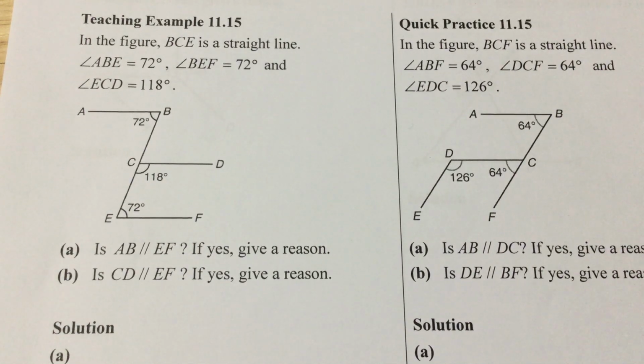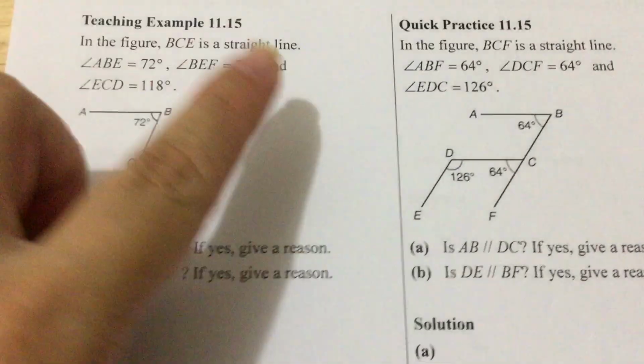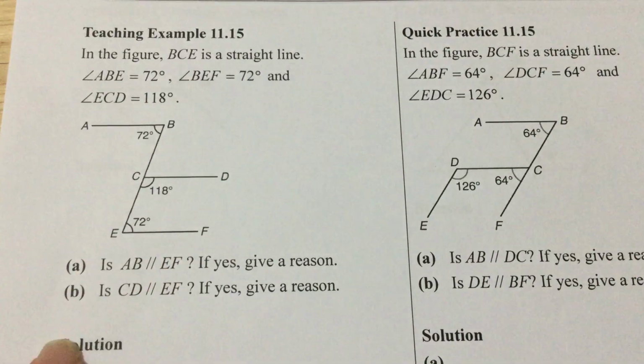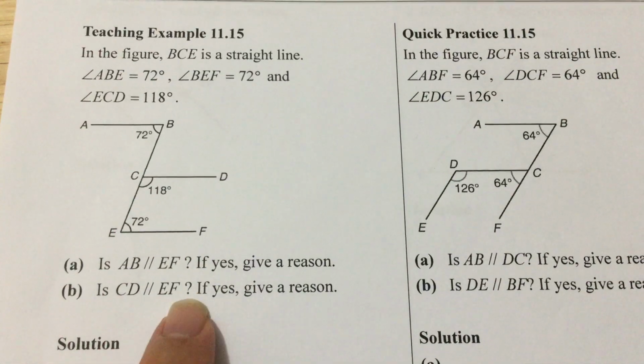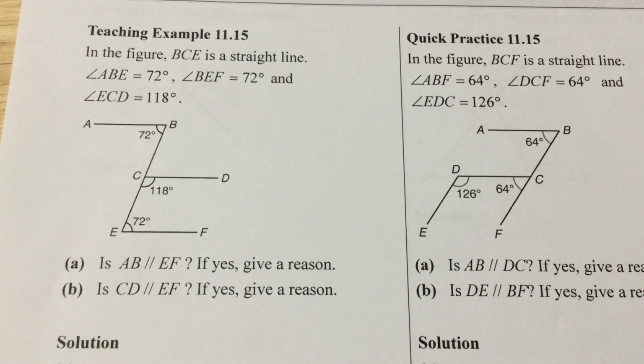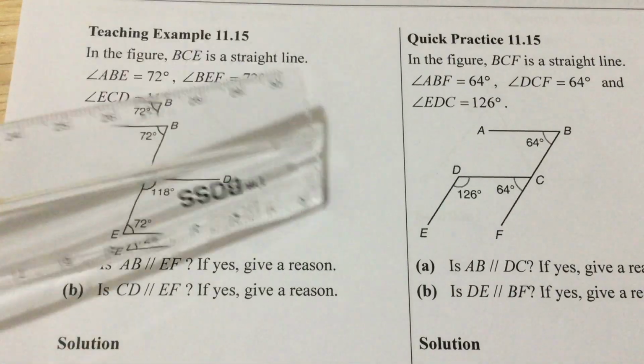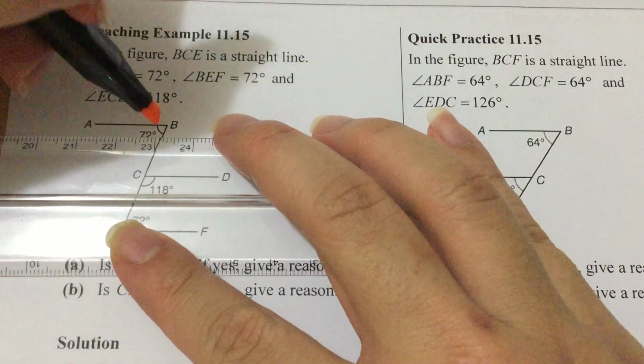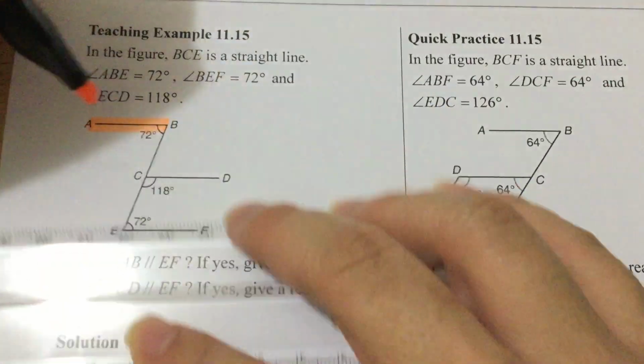First of all, we have two parts to this question. For part 1a, you are going to show that AB is parallel to EF. And for part b, you're going to show that CD is parallel to EF. So let's draw it one by one. The first part is AB parallel to EF, so we are going to prove that these two straight lines are parallel.